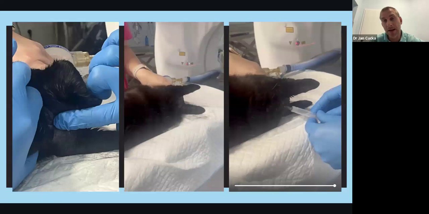Yeah, it could happen, and the contrast medium shouldn't be applied into the spine. So that's something that should be taken care of.